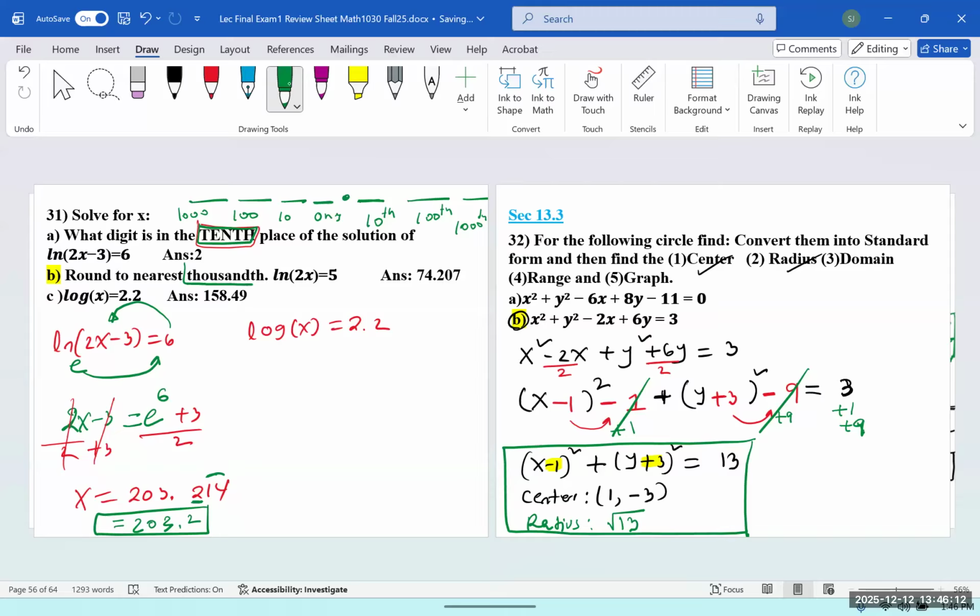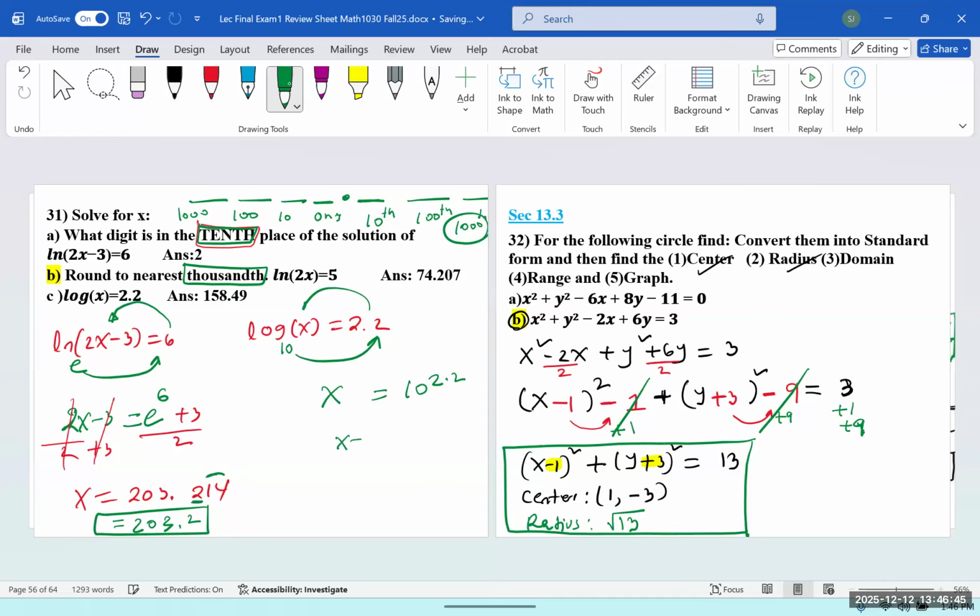However, this one is asking for thousandth, meaning the 3rd place. So you have to look at the 4th place and then round the 3rd place. So here, the log. Does log have any base here? What base? 10. Even if you don't see a base, it is an invisible base. So we do 10 to the power 2.2 equals x.